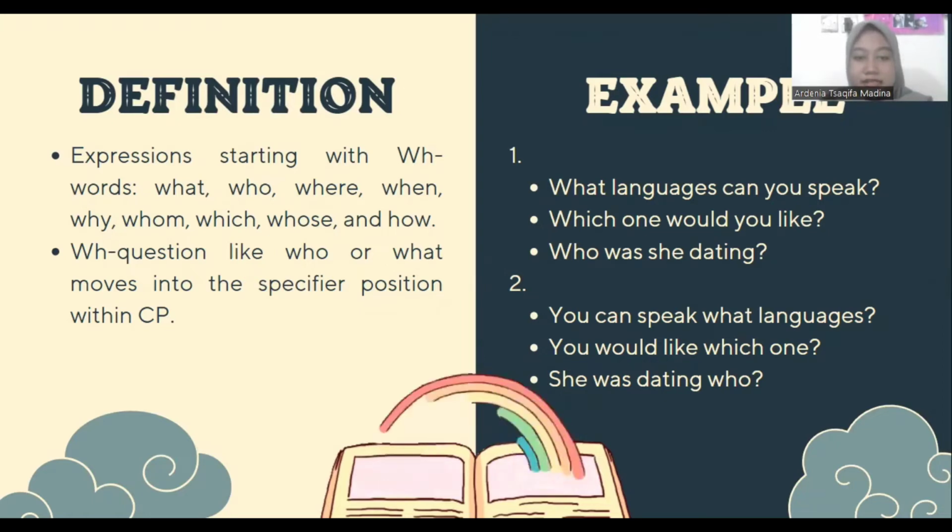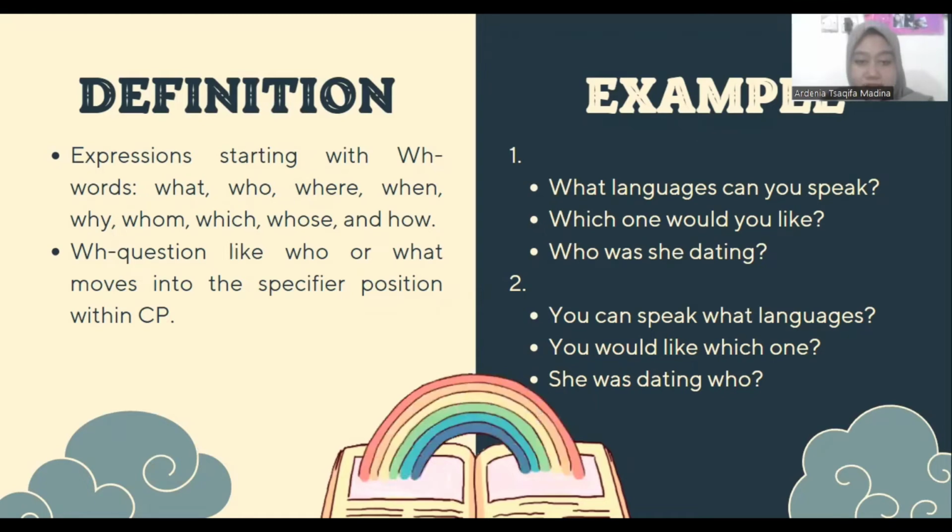So in the right section of this slide, you can see two types of the WH question. The first type consists of three examples. What languages can you speak? Which one would you like? And who was she dating? Each of the sentences in example number 1 contains an auxiliary occupying the head C position of CP, and it functions as the complement of the verb at the end of the sentence.